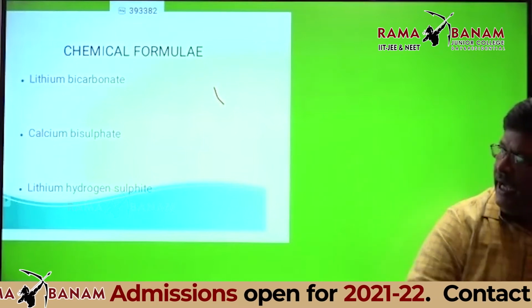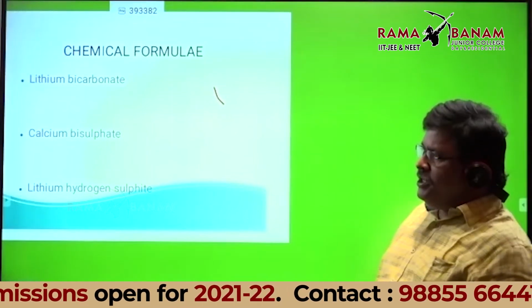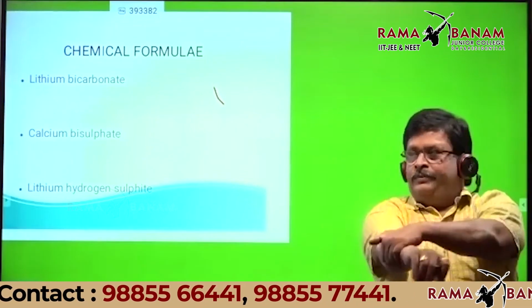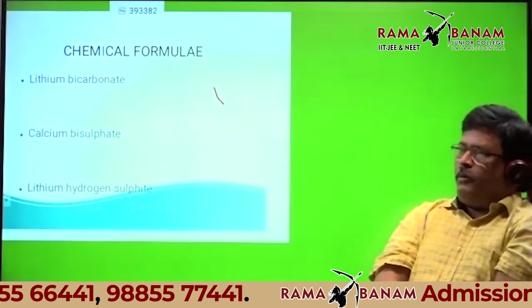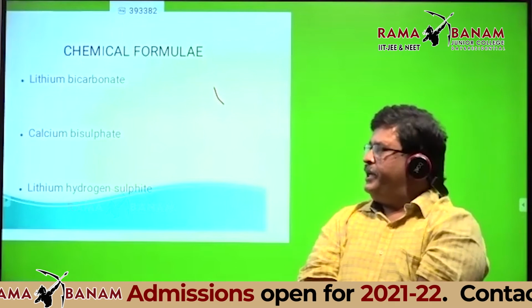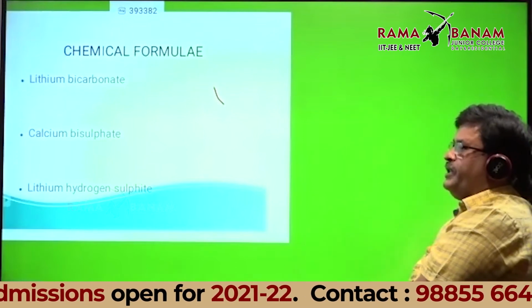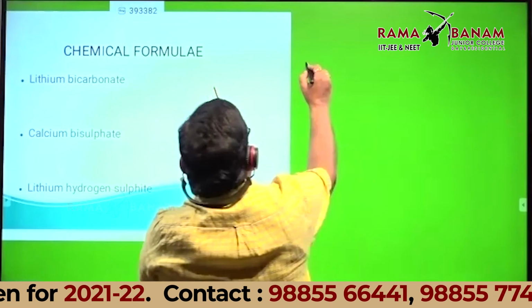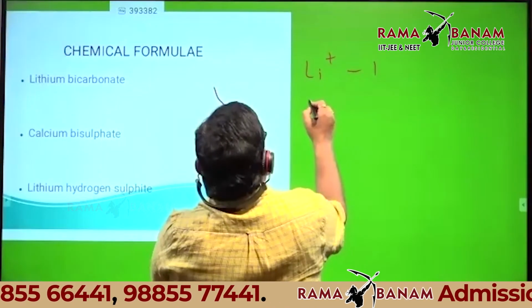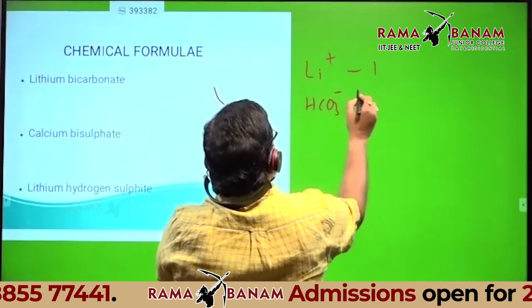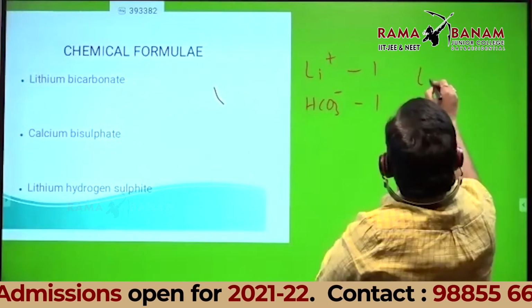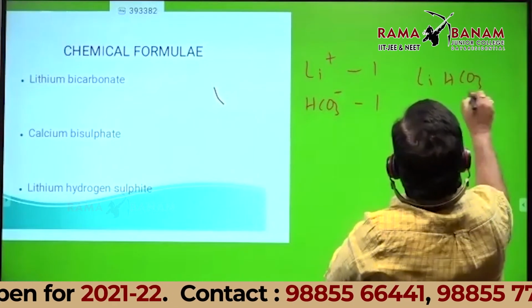Okay. Shall I continue or you want some more time? Continue, sir. Can anyone tell lithium bicarbonate? LiHCO3. Excellent, Jaya. Lithium ion is Li plus, so valence is 1. Bicarbonate ion is HCO3 minus, so again valence is 1. So the formula of the compound is LiHCO3.